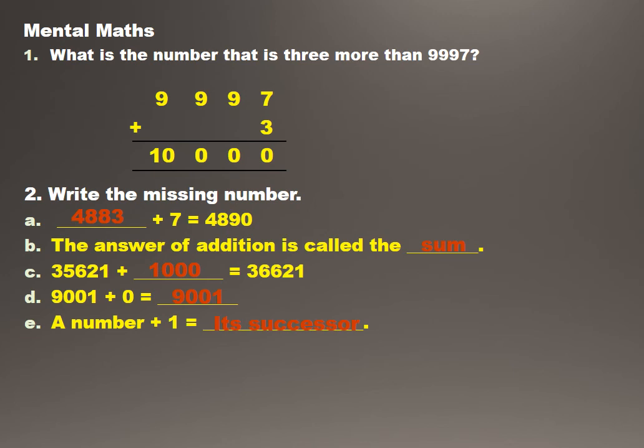B part, the answer of addition is called the dash. What comes? Sum. Very nice. C part, 35,621 plus dash is equal to 36,621. What is the difference in both the numbers?